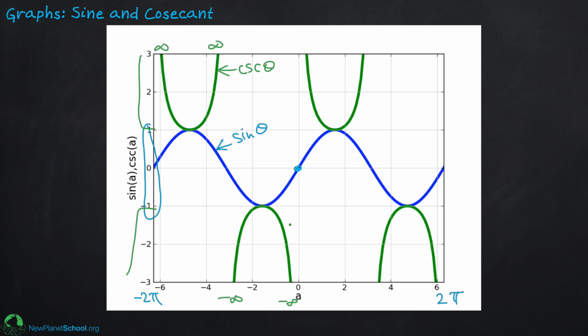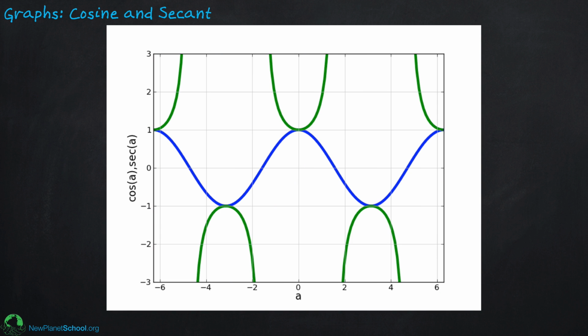Again, you can use cosecant. It has the same information in it. It's just a little bit messier to deal with. Okay, same thing for cosine.